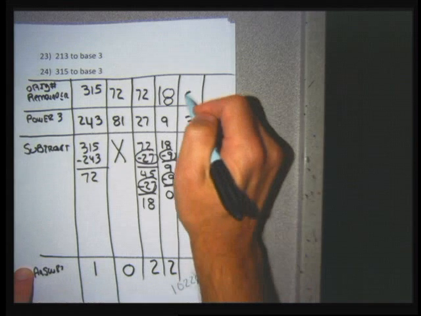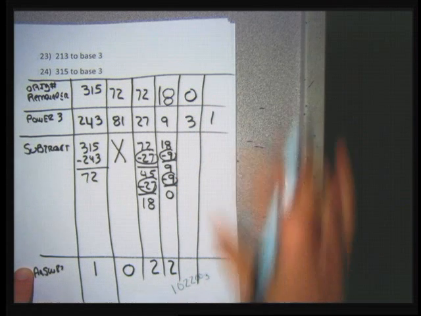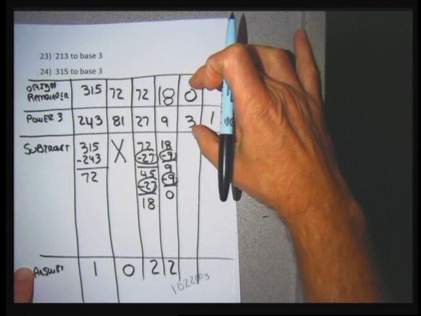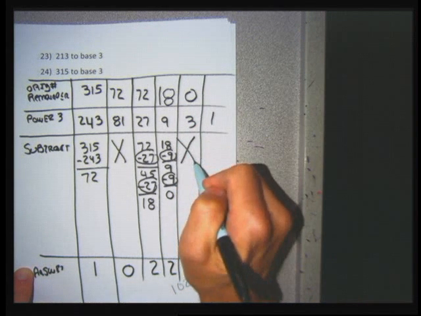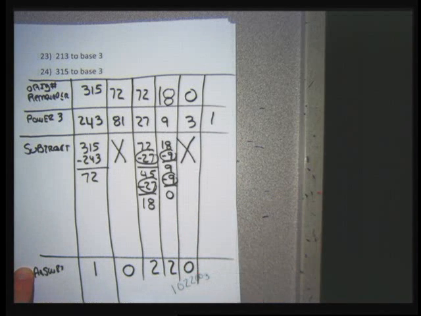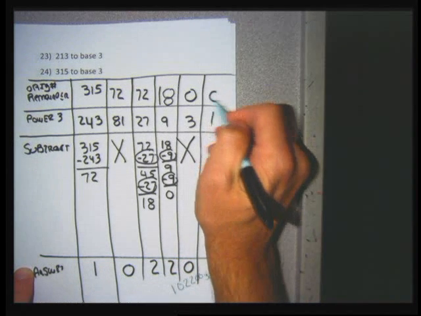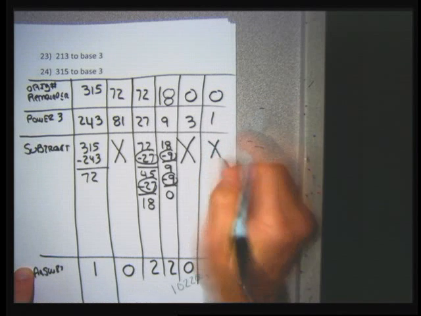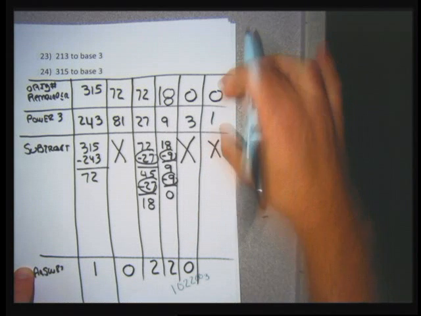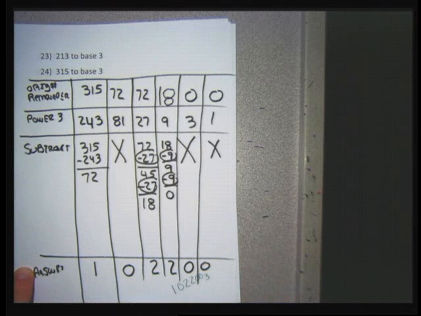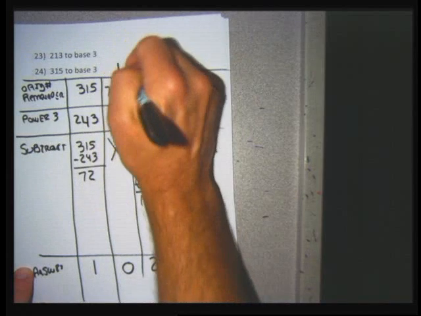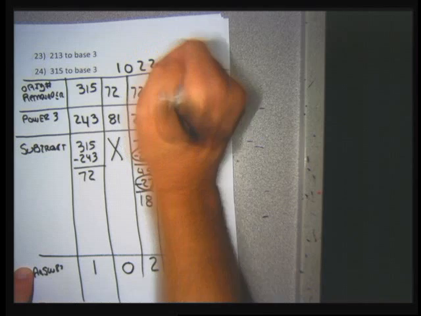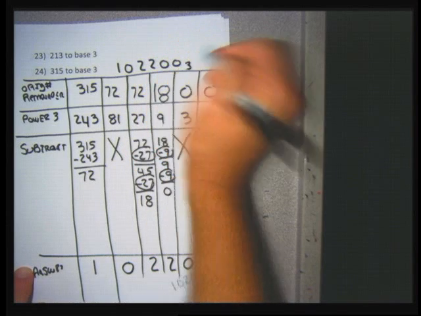I bring my remainder over, and 0, I can't subtract anymore because I would get a negative. So I can't subtract the 3, so I write 0 for the number of times I could subtract the 3, bring my remainder over, and I can't subtract the 1 because 0 minus 1 would give me a negative. So I write a 0 for the number of times I could subtract it. Had the answer right here, it's going to be 102200 base 3.